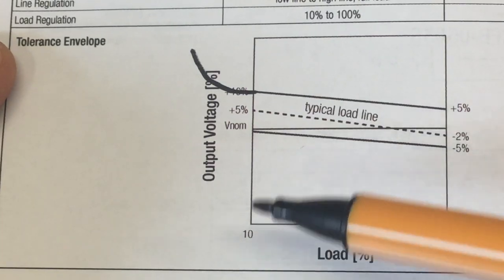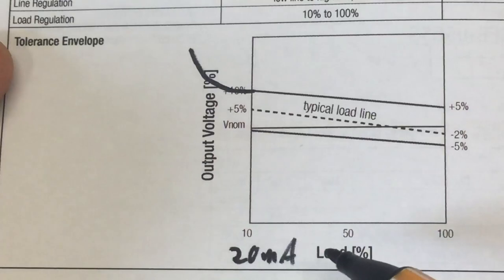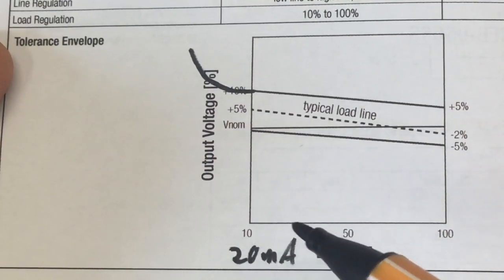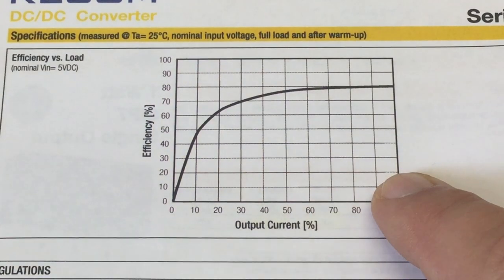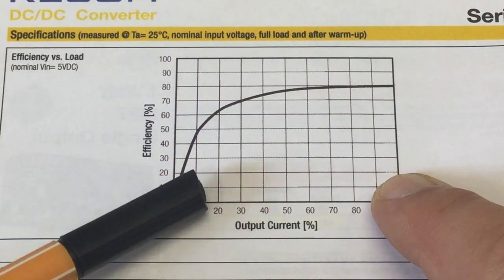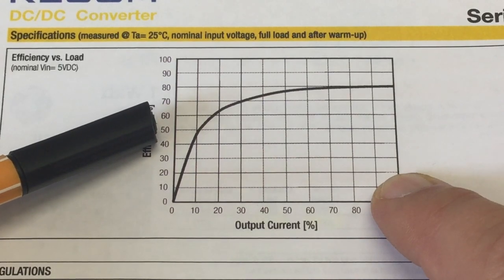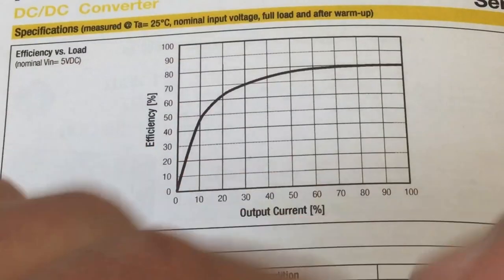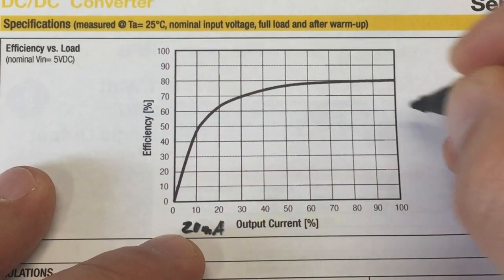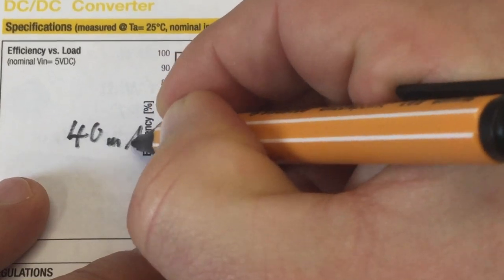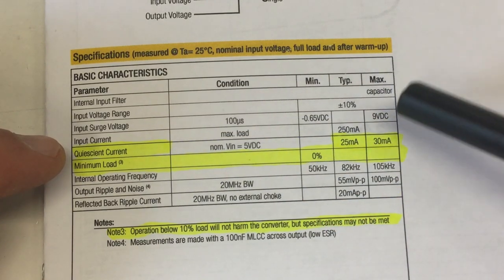So we need to keep the minimum load at 10% or 20 milliamps, which is a whole lot of wasted power. And we also have this nice diagram, efficiency versus load. You can see at 10%, which is the minimum load, our efficiency is 50%. That is, to get our minimum of 20 milliamps out, we have to put in 40 milliamps. And even worse, we also have a quiescent current of maximum 30 milliamps.